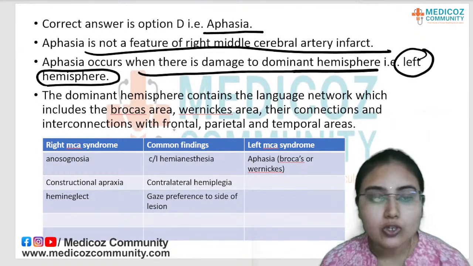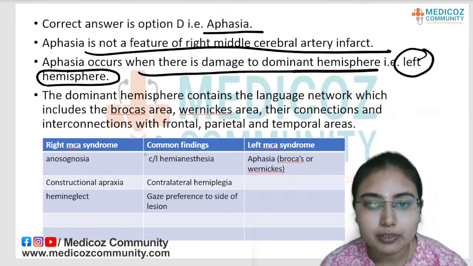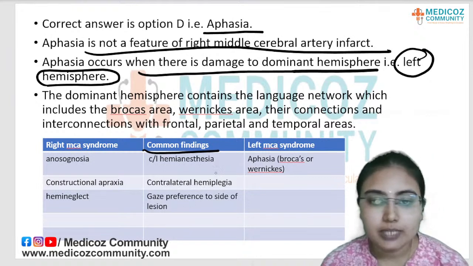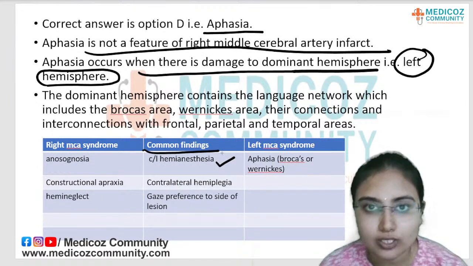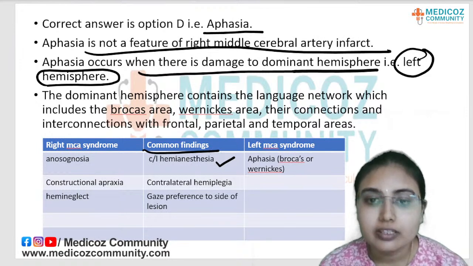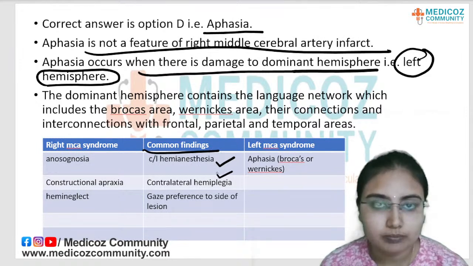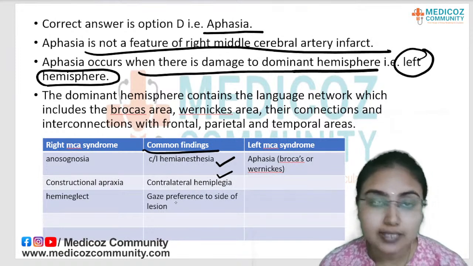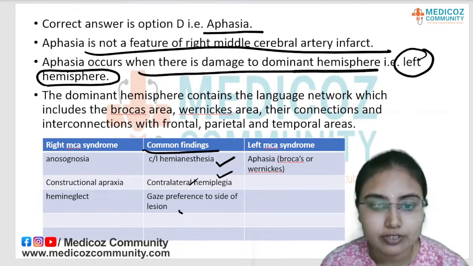Okay. So how do you remember this? You should always remember the common findings first. So if there is an MCA infarct, whether it is right or left, there will be contralateral sensory loss, hemianesthesia. Clear? Then contralateral hemiplegia. That is a no-brainer. Then there is a gaze preference to the side of the lesion. This again happens irrespective of right or left.